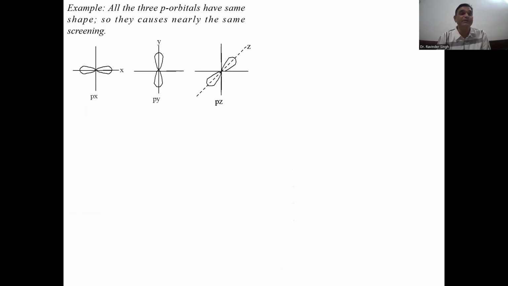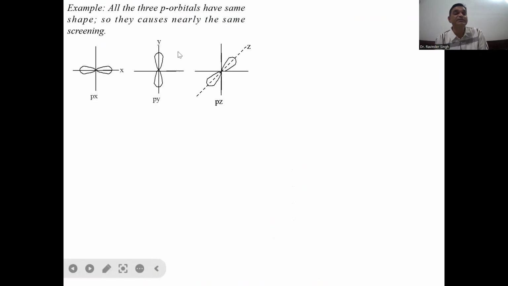Next, as we can see, all three p orbitals have the same shape. Px, Py, and Pz all have the same shape, and they have nearly the same screening effect. These dumbbells are present on different axes.